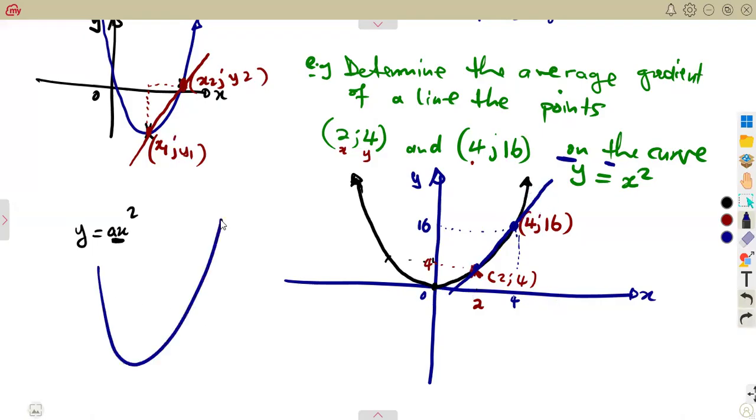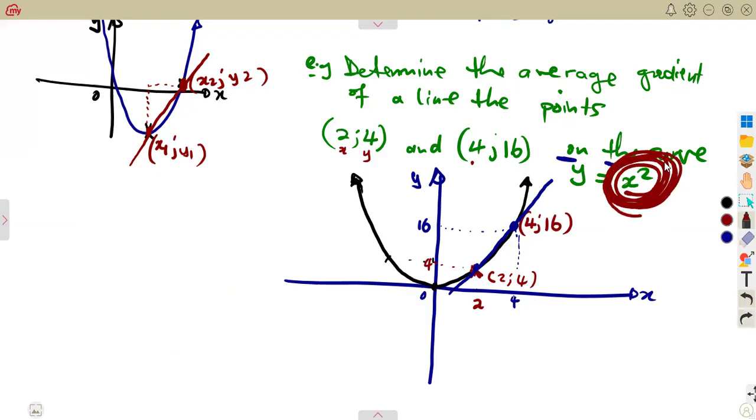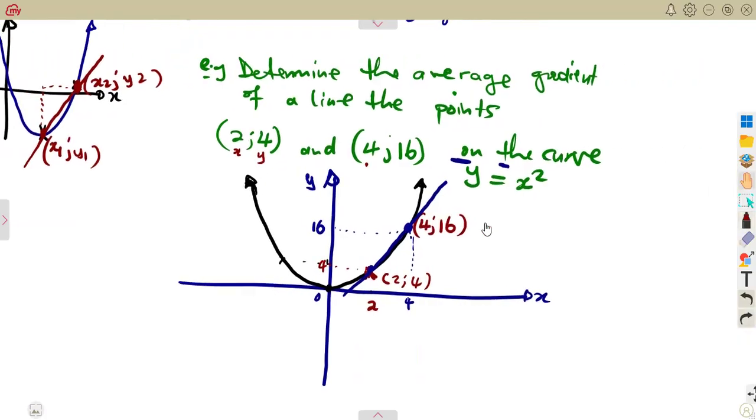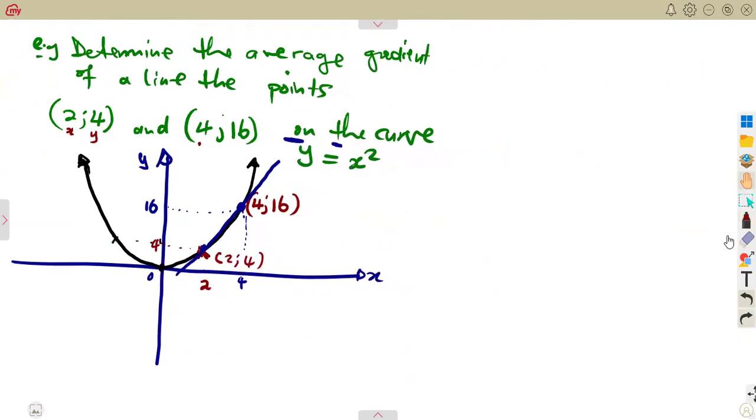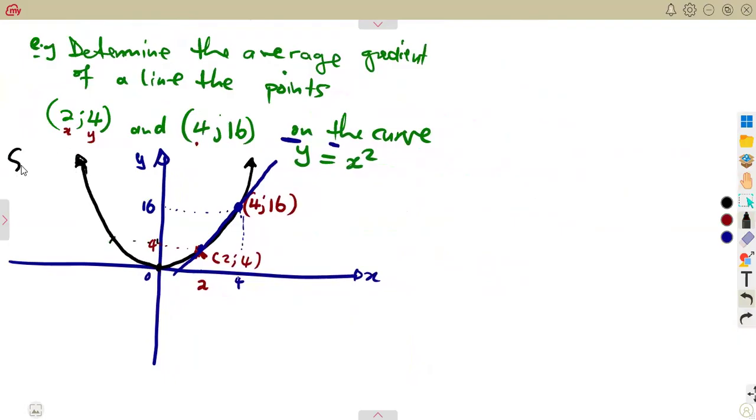It's like this. You have a curve, then the line is on the curve. So the points lie on the curve, they also lie on the straight line. So they must maintain the properties of the straight line and also the properties of the curve. What are the properties? For every x value that we substitute into this, it must correspond to the y value. All right. So with this, guys, you can determine your gradient.